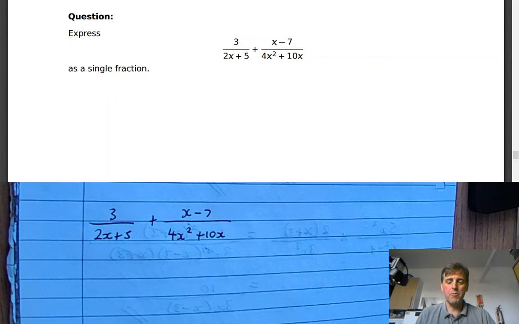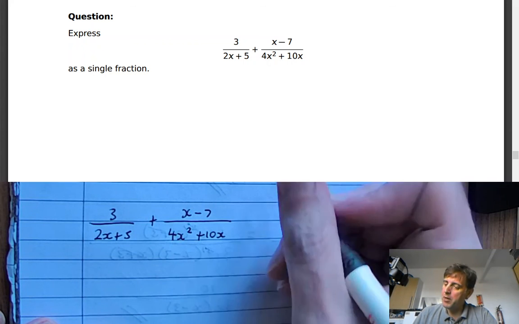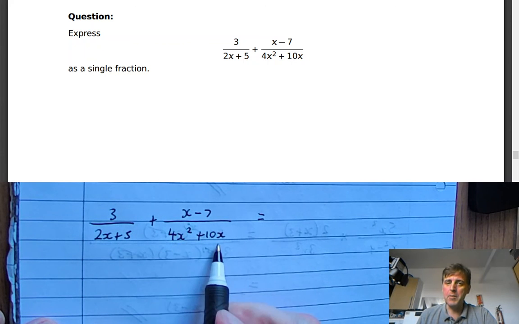Okay, ready to do this one then? So here is the question. I've written it down here. Now, let's see if we can find our common denominator here. And I'm not going to multiply these two things together. That seems a bit silly. We're going to end up with something quite complicated there. Instead, I'm going to look for common factors that are already there by factorizing this denominator here.